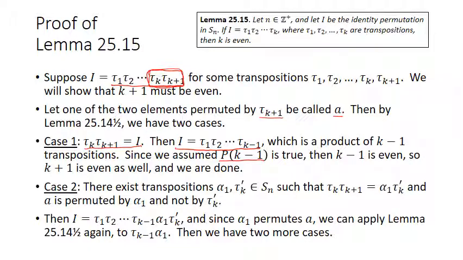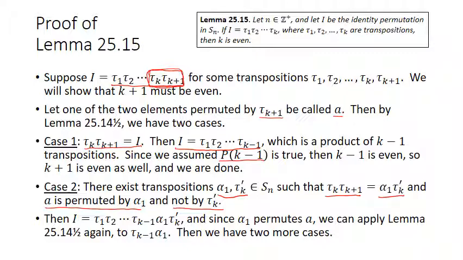But then the trickier case is, all right, the other outcome that was possible from lemma 25.14 was that we would get those two other transpositions, rho 1 and rho 2, that would equal sigma 1 times sigma 2. But in this case, we're not using sigmas and rhos, we're using taus, and we're also using alphas. So the way I'm going to state that result is the following. There exist transpositions alpha 1 and tau k prime in Sn, such that tau k times tau k plus 1 equals alpha 1 times tau k prime, and A is permuted by alpha 1 and not by tau k prime. So that's all exactly the same as in lemma 25.14, except instead of sigma 1, sigma 2, I'm using tau k plus 1, and instead of rho 1 and rho 2, I'm using alpha 1 and tau k prime. Okay, so I've just given them different names, and it might become clear why they're being named like this. It's just a little more systematic of a way to name them.